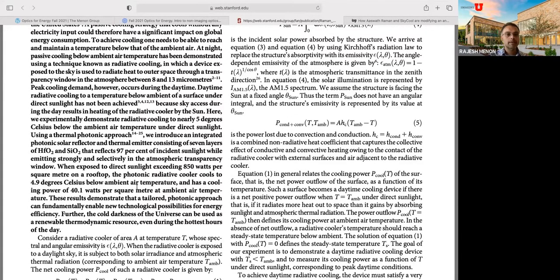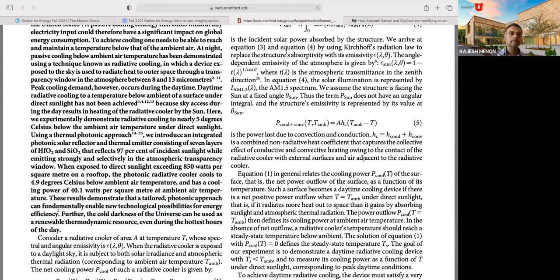First of all, this is the main point. When exposed to direct sunlight exceeding 850 watts per square meter on a rooftop, the photonic radiative cooler cools to almost 5 degrees below ambient air temperature and has a cooling power of 40 watts per square meter at ambient air temperature. The idea is to utilize the cold darkness of the universe as a renewable thermodynamic resource. So that's the cold part of this heat engine, even during the hottest parts of the day. So that was the cool idea.